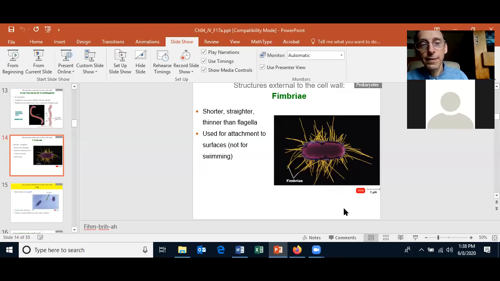Here are the fimbriae, which is a structure external to the cell. And the cell generally uses fimbriae only for attachment. They're not for swimming. And the fimbriae are shorter than the flagella. They're also shorter than the pili, which I'll show you in the next slide. So cells use the fimbriae for attaching to surfaces. And some human pathogens use their fimbriae for attaching to our cells. So the fimbriae can be, it doesn't have to be, but it can be a pathogenic structure. All right, any question about the fimbriae?